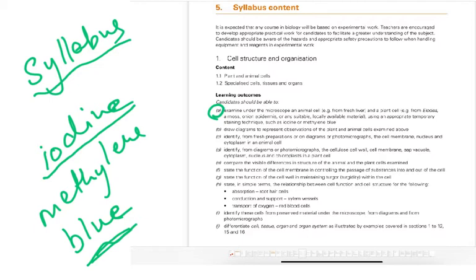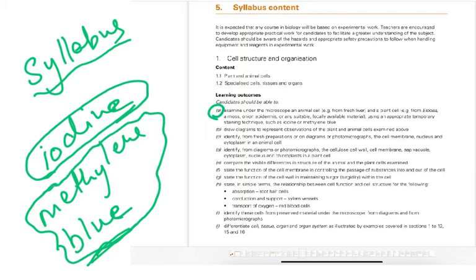So the reason why we use dyes, you've got to understand, is because nothing has a color. You can't see them. There are lots of bacteria in the air, but you can't see those bacteria. There are lots of viruses in the air, but you can't see them. You can't see a molecule of oxygen in the air. So, in order to visualize these structures, we need to see them under the microscope.